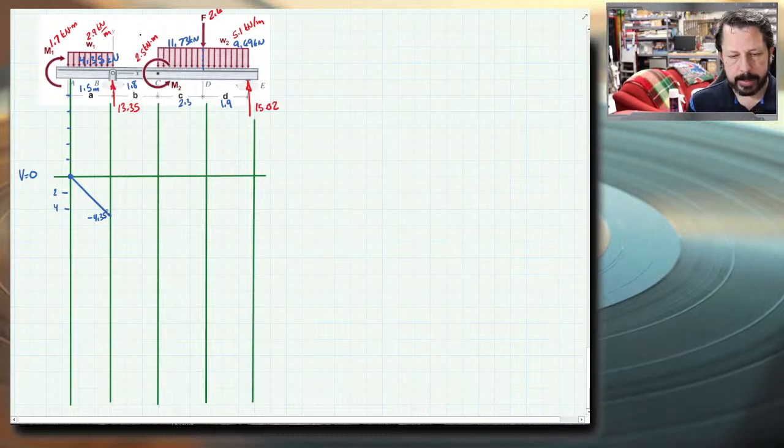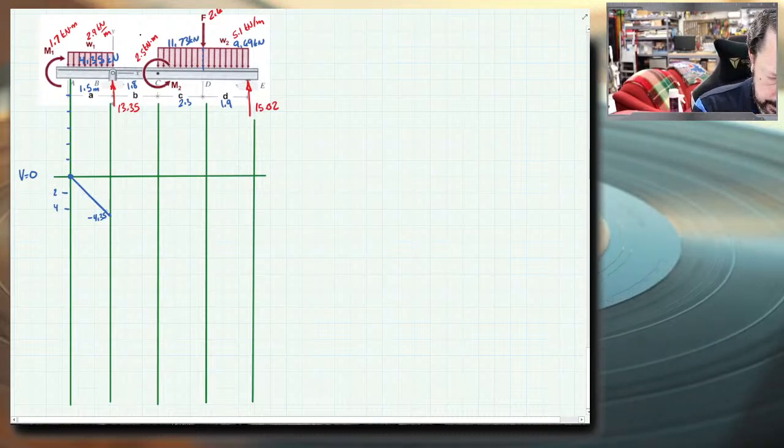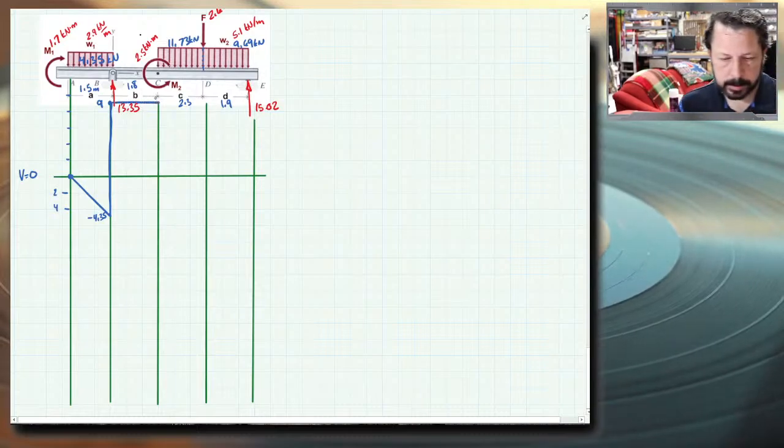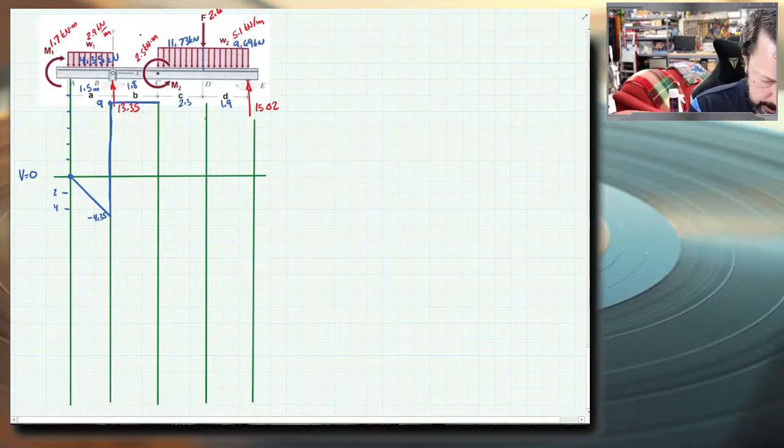Okay. Then I have a point load, so plus 13.35. That gets me to 9. Then nothing, so just horizontal. Then minus 11.73, so that's the first part of the distributed load. That gets me down to negative 2.73.